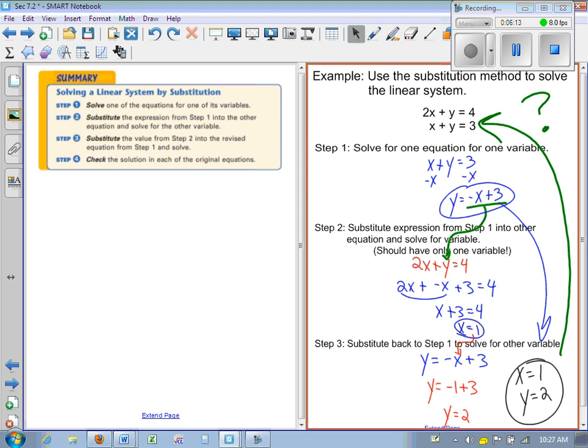Solve for one variable, substitute it in, solve for the variable we have left. Notice at this step right here, at this equation right here, there should only be one variable left after you substitute in. Only one.